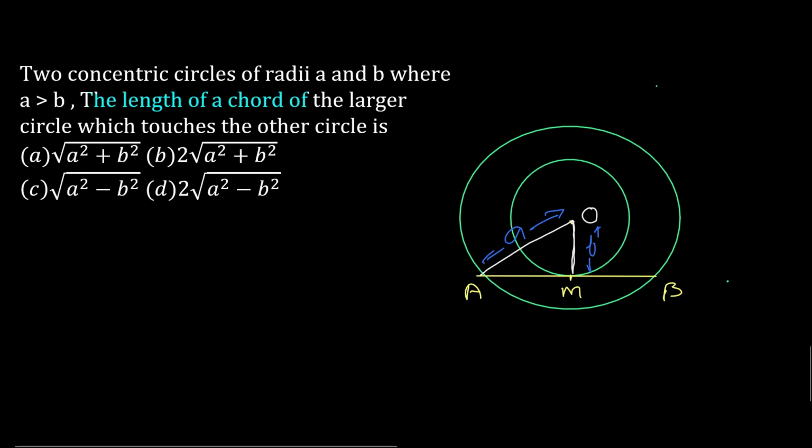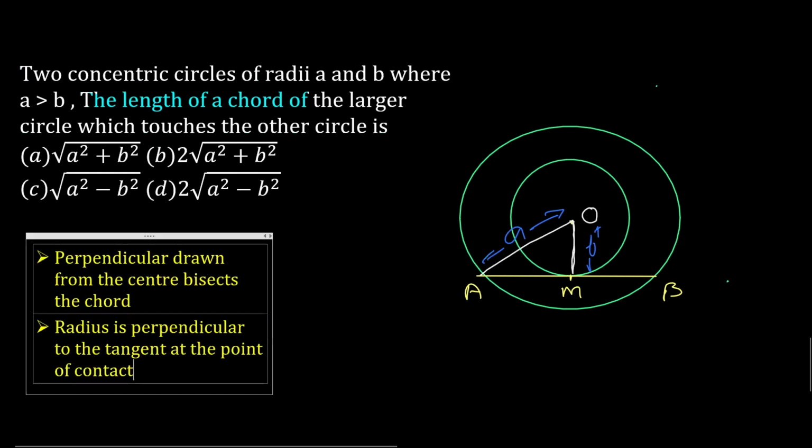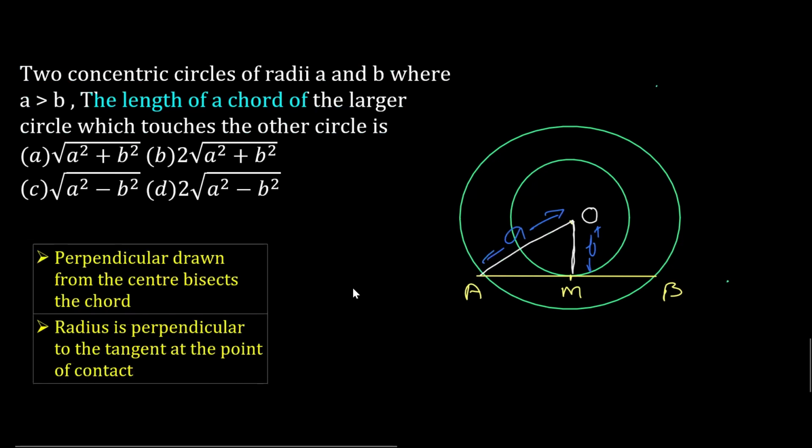So we are going to apply these two properties. Number one, the perpendicular drawn from the center bisects the chord, and number two, the radius is perpendicular to the tangent at the point of contact. So let's first figure out the inner circle. In the inner circle, we have AM acting as a chord, and OM is a radius. So what we know is that a radius is perpendicular to the tangent at the point of contact. So using this property, I can say that here OM is perpendicular to AB.